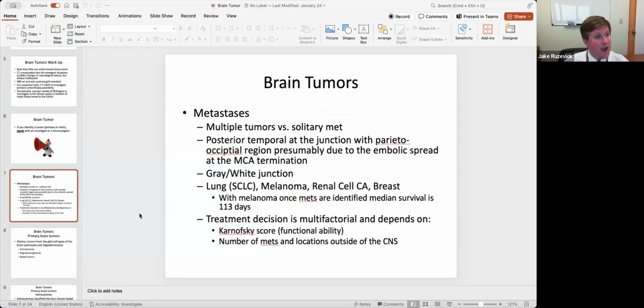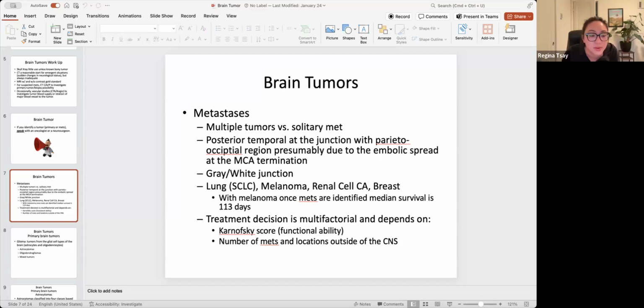So just kind of going down. If you identify a brain tumor, what's the most common thing it's going to be, Regina? Is it a meningioma? It's not a meningioma. I'll give you a hint. It's on the screen right now. Is it the melanoma? Metastasis, just metastasis.